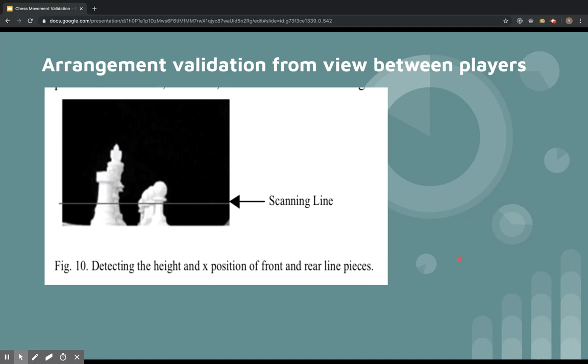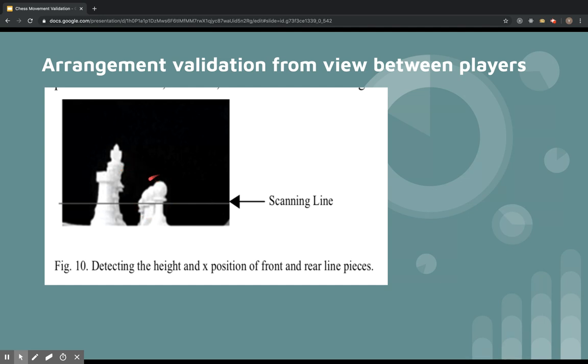Now, this picture shows the arrangement validation from the view between the players. This is essentially useful to detect mainly just the pawn. On the left side is the king and the rest of the other pieces that are on the rear, but we know and have detected all the pieces in the rear and validated them. The next step in the process is to make sure that there are pieces to the right of the king that are much shorter than the king.